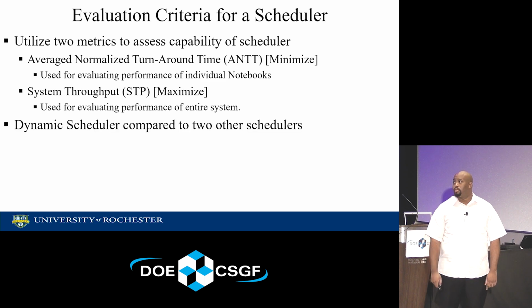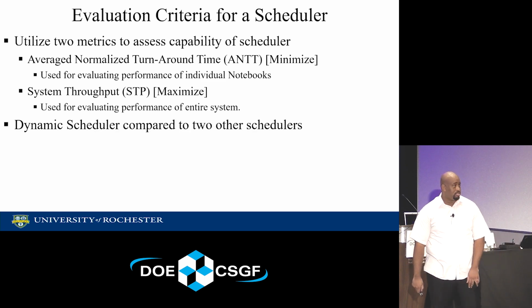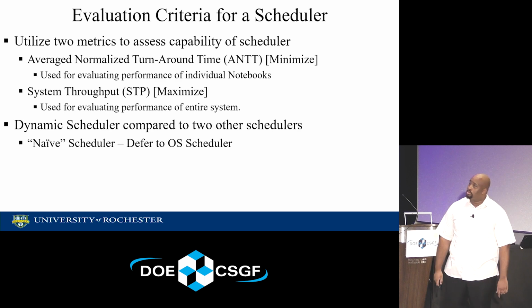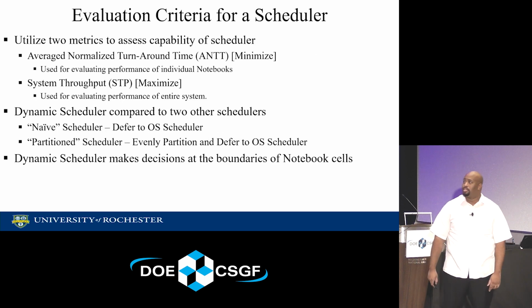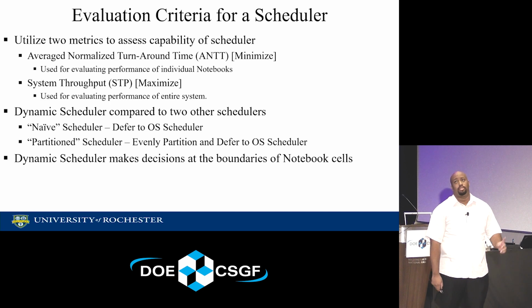So I compared the dynamic scheduler to two different schedulers, one in which I dubbed the naive scheduler, which is equivalent to just running multiple Jupyter notebooks at the same time, then letting the operating system handle its own multiprocessing. And second is the partitions scheduler, also called the static scheduler, which is a simplistic approach of modeling batch processing by just evenly partitioning the resources to each notebook and then letting the operating system handle that.